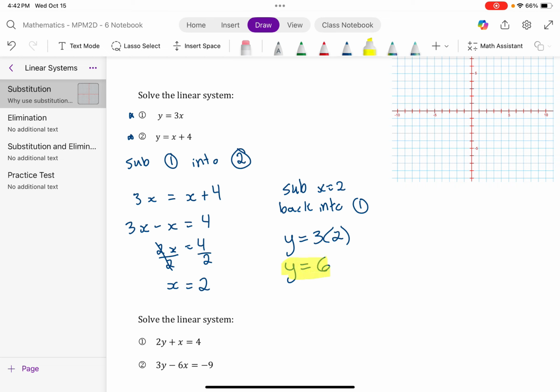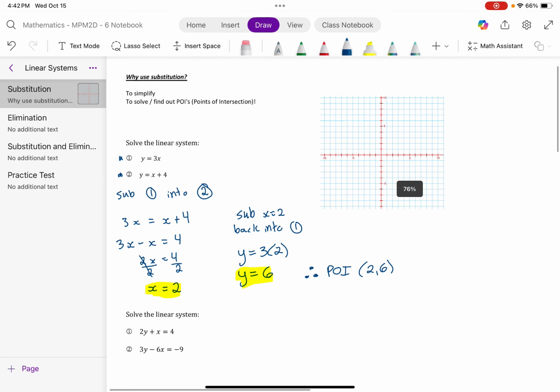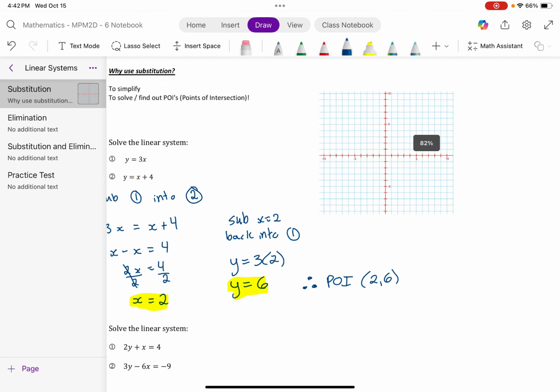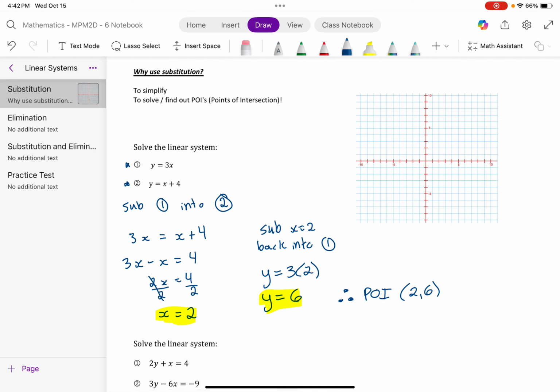So here now we have an x coordinate and we have a y coordinate. So we can go ahead and say, therefore, our point of intersection for these two equations will be (2, 6). Again, substitution is a really helpful method to actually be able to solve these algebraically, rather than if we were to graph this out. Let's say here in this Cartesian plane up in the right-hand side here.